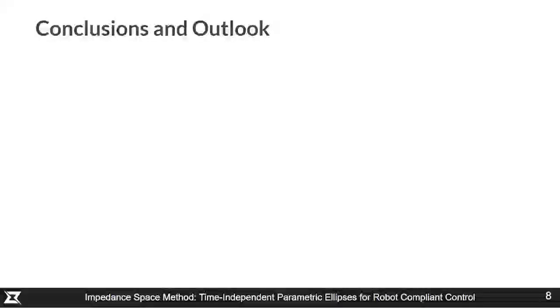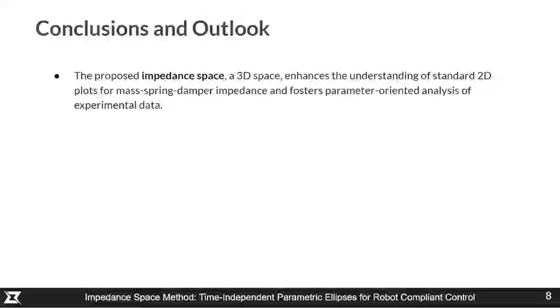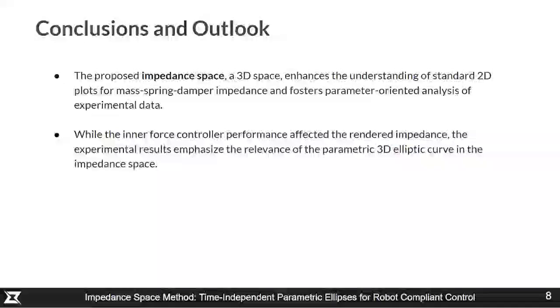With these theoretical and practical results, we conclude that the proposed impedance space enhances the understanding of standard two-dimensional plots for mass, spring, and damper impedance, while the inner force controller performance was affected. The experimental results emphasize the relevance of the parametric 3D elliptic curve in the impedance space.